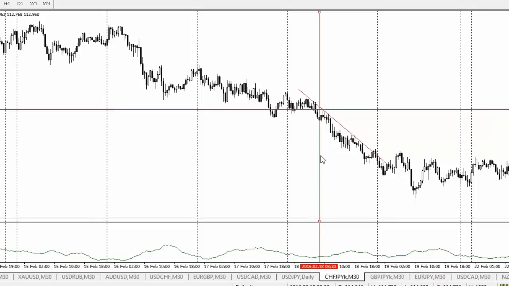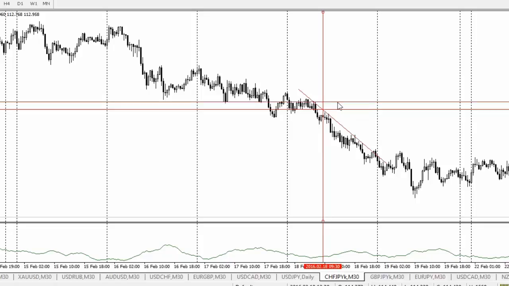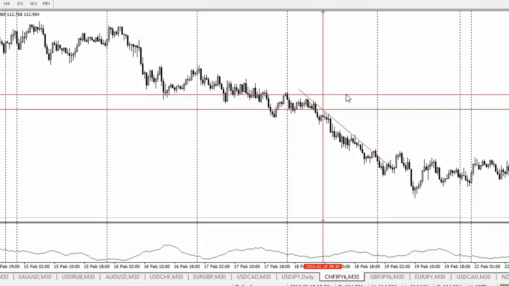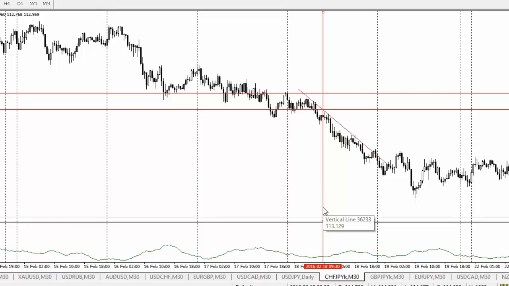For example, in this case it is equal to around 14 pips. I multiply it by 2, I get 28 pips, and I place my stop. So if I have no other ways to set my stop except ATR, it is the best way to go because it is historical volatility.